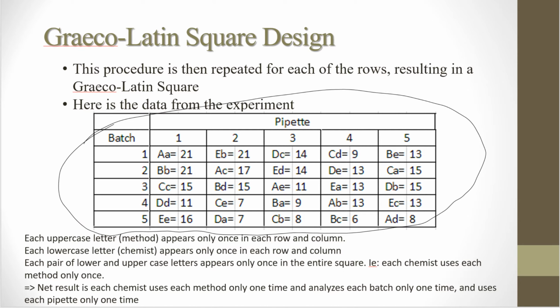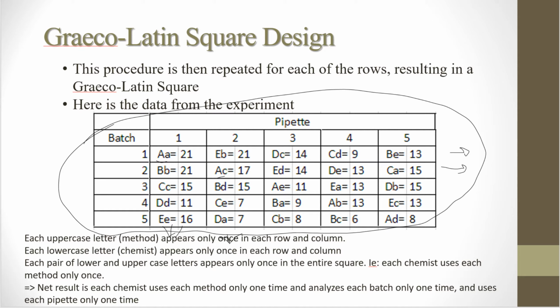Now I do want to point out a couple of important things here. Each uppercase letter, so each method, appears only once in each row and column. So you can see A here in this row and in this column, it's the only A. You can look at this one too, it's the only A there, and so on, and you can check that for all of the uppercase letters, the methods in this case.